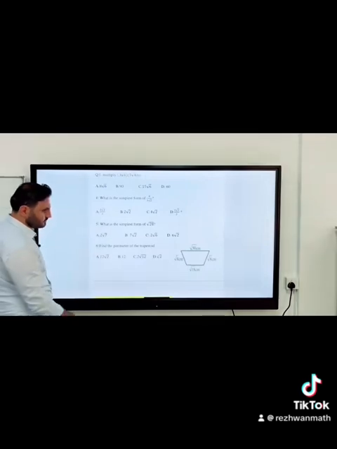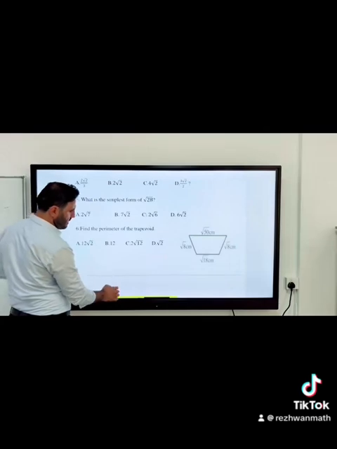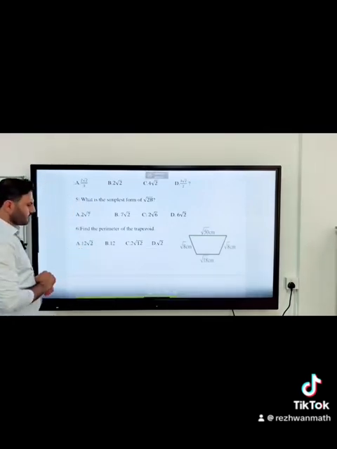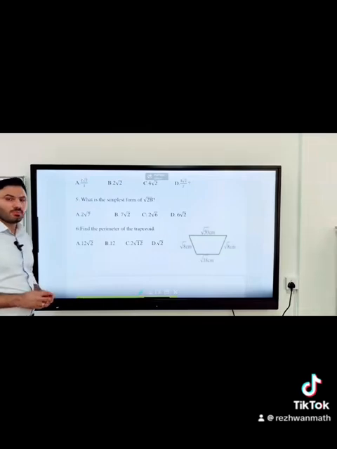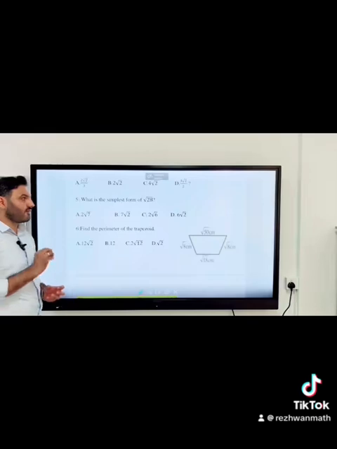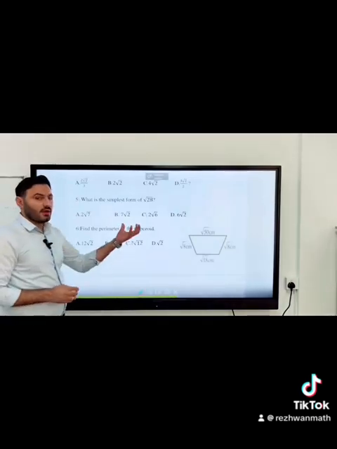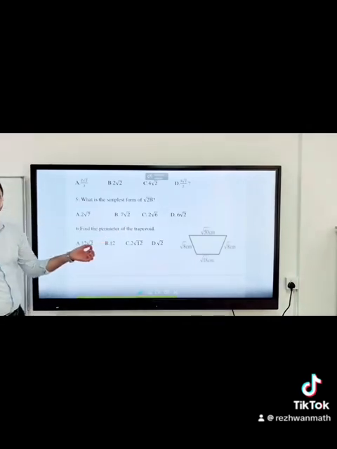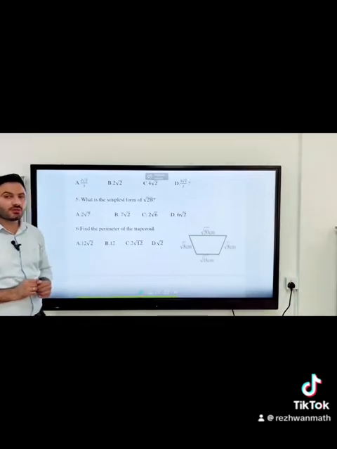Question 5. What is the simplest form of square root 28? Now, we said to simplify a square root, you have to find the factors of 28. Which factors? One of them is a perfect square, as we said. Okay, now what are the factors of 28?